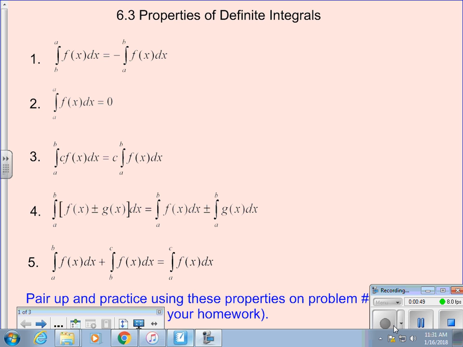So for example, the integral from b to a of f of x dx is equal to the opposite of the integral from a to b. I flip the bounds, I change the sign. If I flip the bounds, I change the sign.